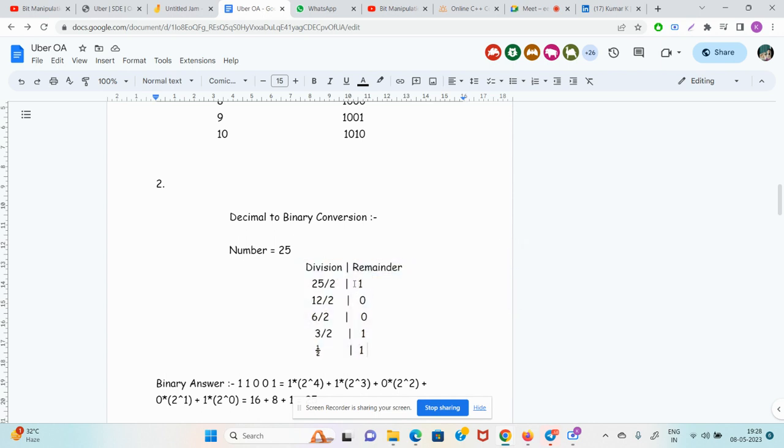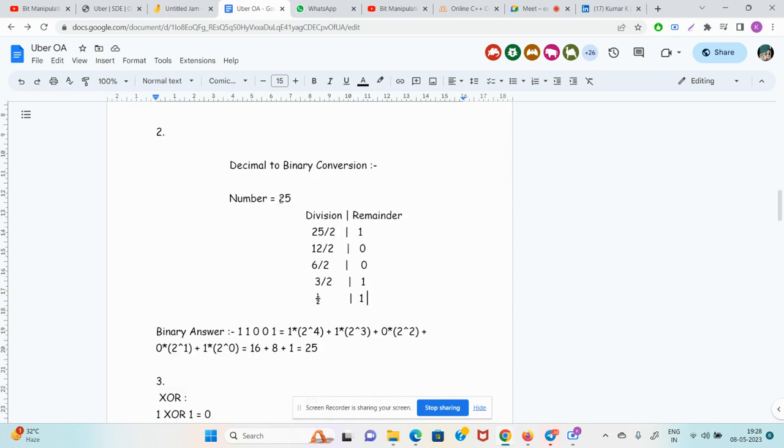See, you got these remainders 1 0 0 1 1. This simply means that the binary conversion of the number 25 is, reading from bottom to up, 11001. And you can again convert it back to decimal by multiplying with the proper powers of 2. So 1 into 2 raised to 4, because this is the fourth position.